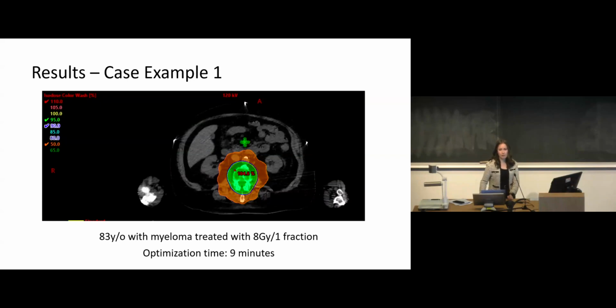This plan had a median optimization time of only 9 minutes. And we can imagine now, if this was an unplanned or a POP technique, just how much more GI structures would be included, and we can imagine the GI toxicity that we're now able to spare this patient.